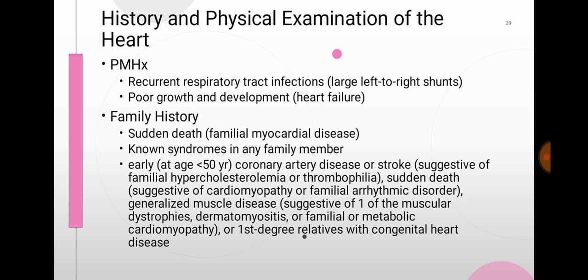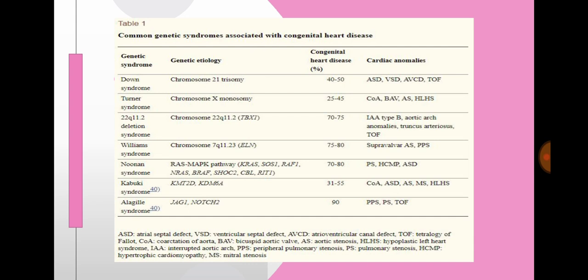So what is significant? Those family members who are 35 years old and below who died without any known causes. Also, early onset, less than 50 years old, of coronary artery diseases or stroke. So those are significant family history. Syndromes are also important. Down syndrome is the most common genetic syndrome, which would bring about different cardiac anomalies, such as your ASD, atrial septal defect, your VSD, a combination of your AVSD.